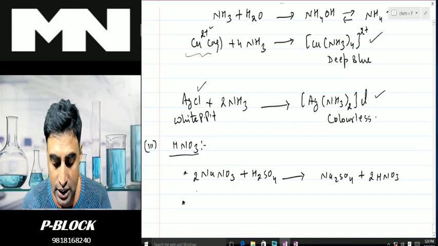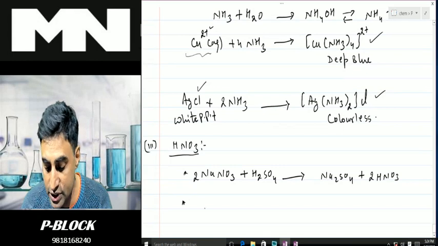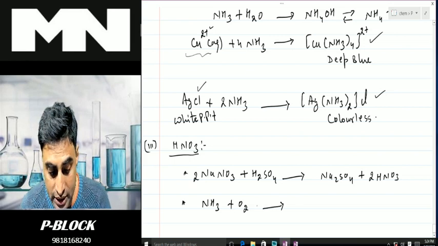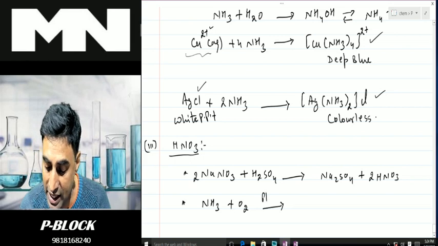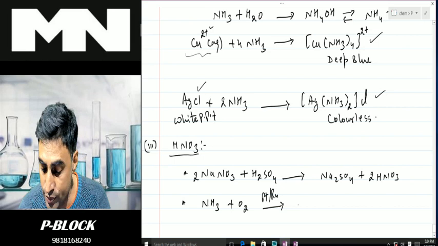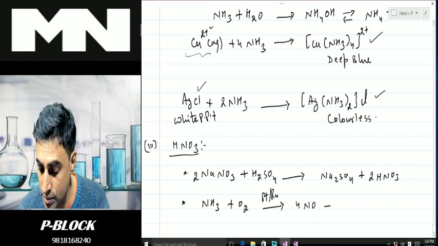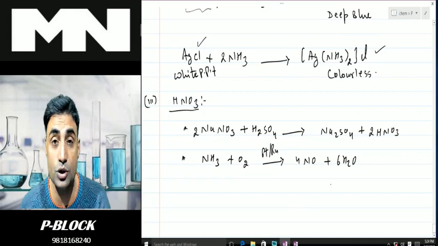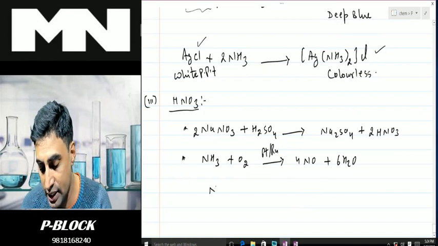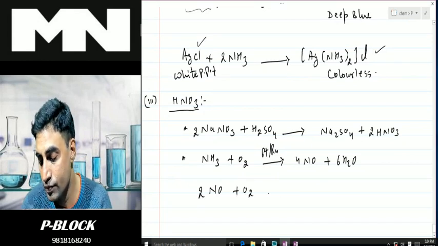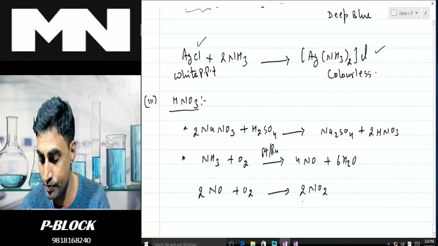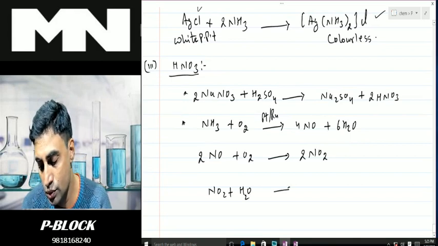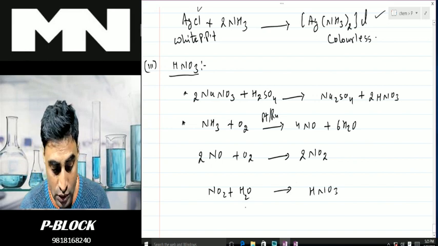Otherwise, if we talk about industrial manufacturing or industrial preparation, we generally heat ammonia in the presence of oxygen, and along with catalysts like platinum or ruthenium, it will give you 4 moles of nitric oxide plus 6 moles of H2O. This nitric oxide, on oxidation and dissolution in water, will give you nitric acid. So first, NO plus O2 will give me 2 moles of NO2, and this NO2 plus H2O will give me HNO3.